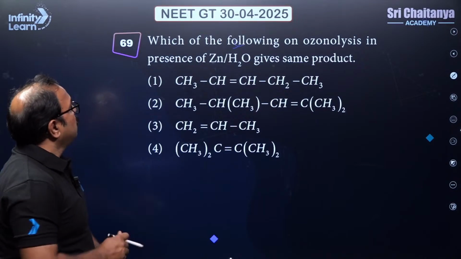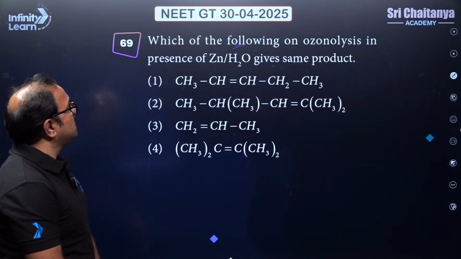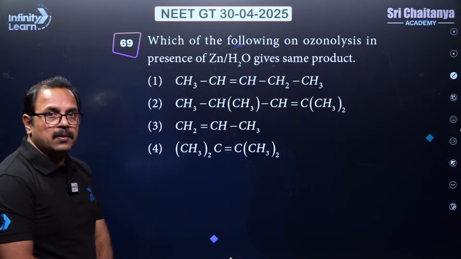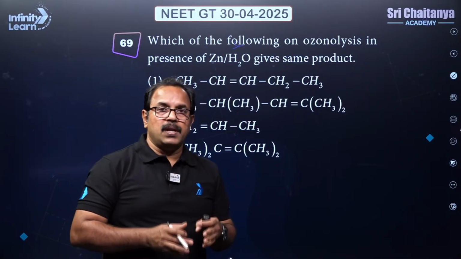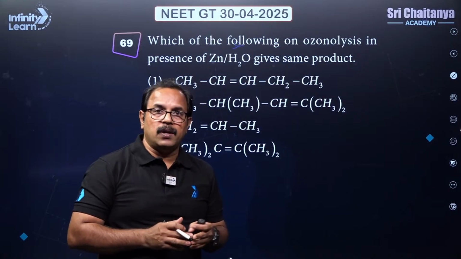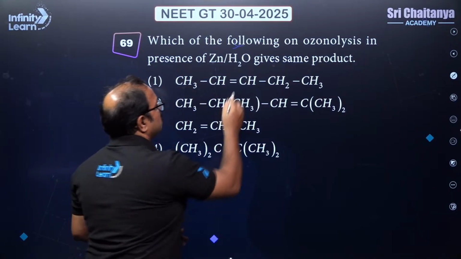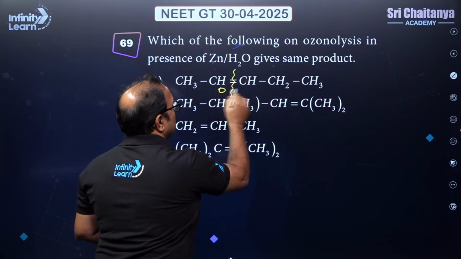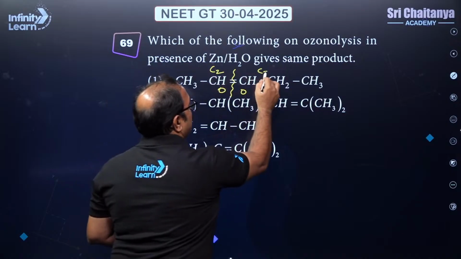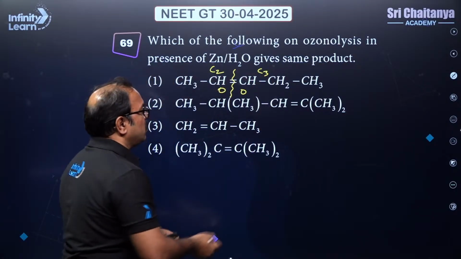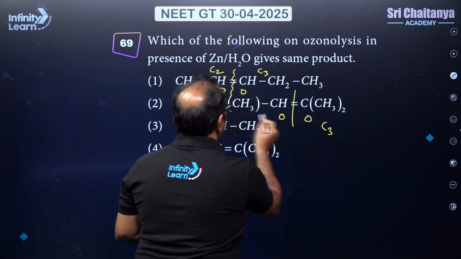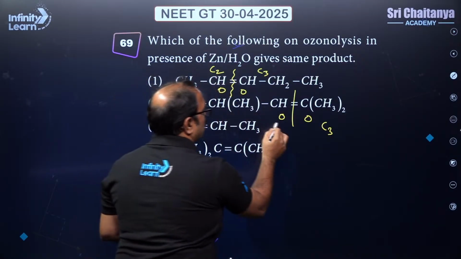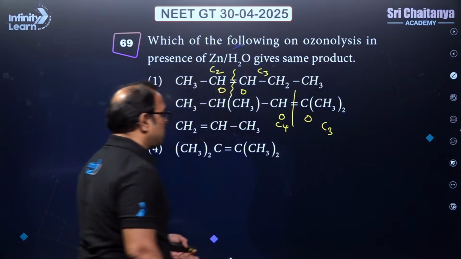Okay, next. Which of the following on ozonolysis in presence of zinc H2O gives the same product? Ozonolysis has a logic. Whenever you come across double bonded or triple bonded conditions, we know ozonolysis will have a tendency to break the bond. So this is a C2 carbon, this is C3 carbons, it cannot be the same product. Here this is something like a C3 system, this is 1, 2, 3, 4, this is a C4 system, it cannot be the same product.